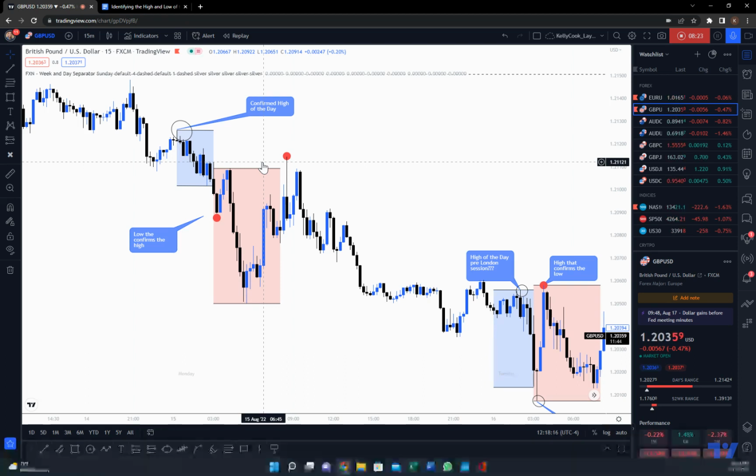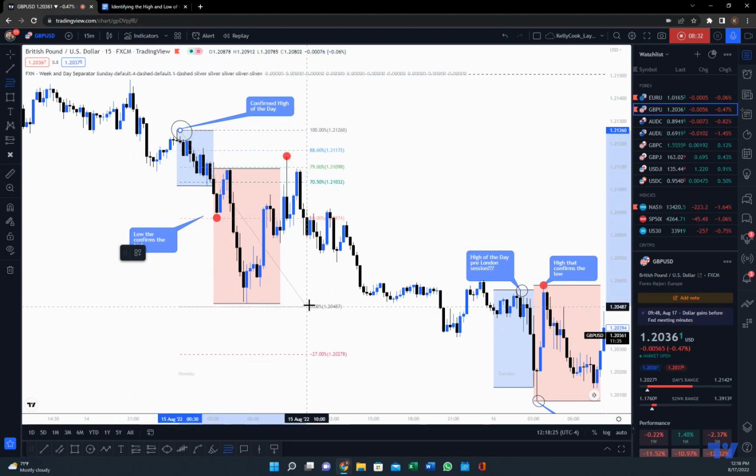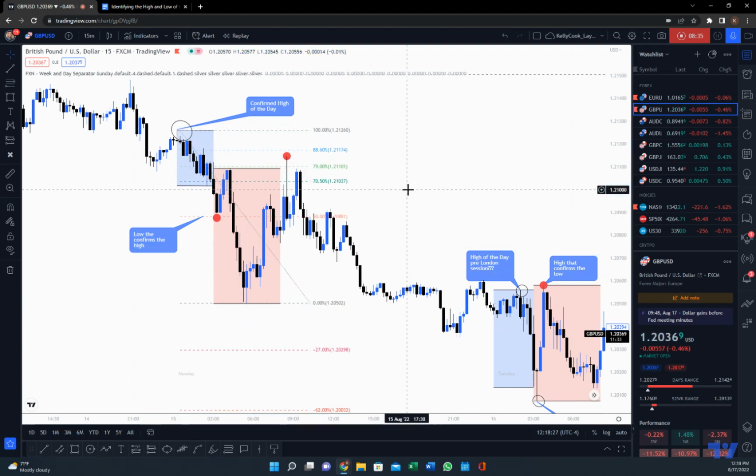But how I particularly use this in my trading is if I identify this is a high of the day, I'll take my Fibonacci and I'll draw it from the high to the low. And I like to take my trades somewhere between 70% and 88%, right? And notice how it comes right into this area, taps if you're correct, and we get a drop to whatever my predetermined targets are.